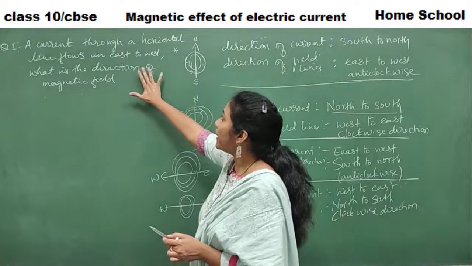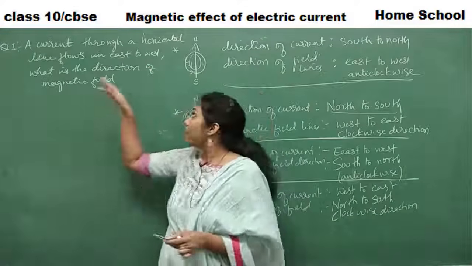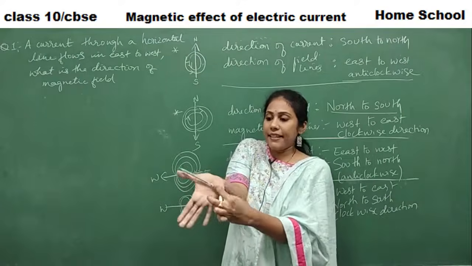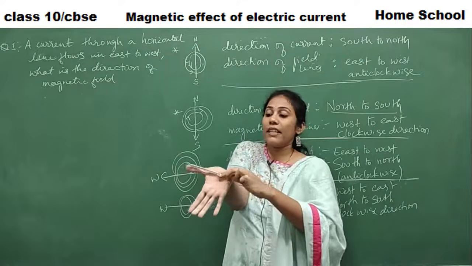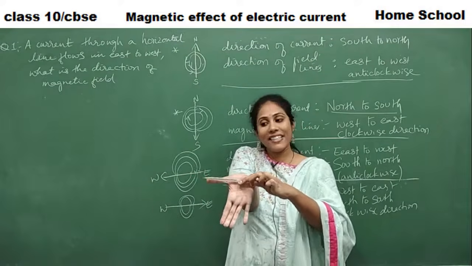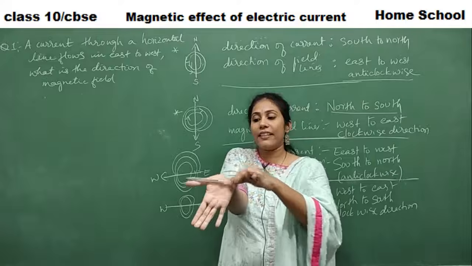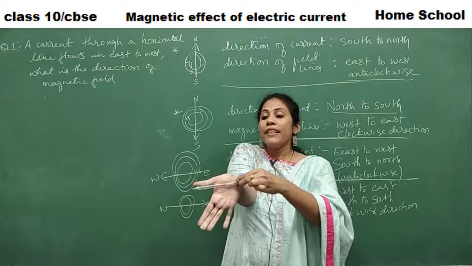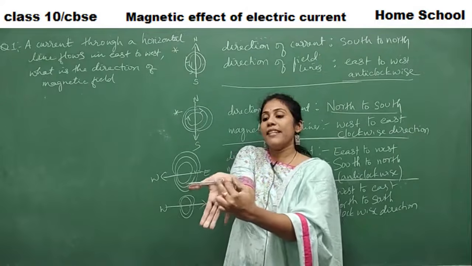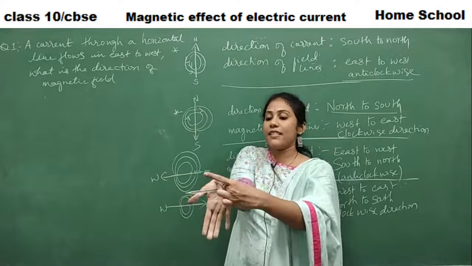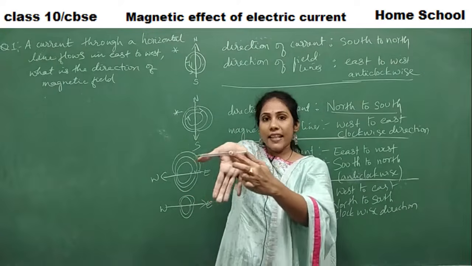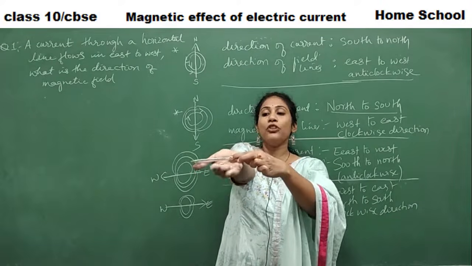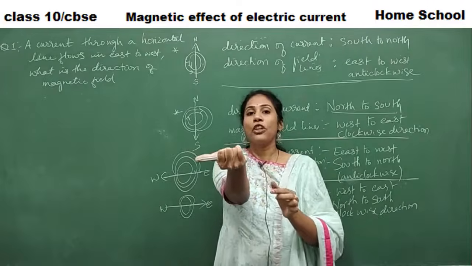Current is flowing in a horizontal way. From which direction? East to west, guys. See here, this is east, this is west. Thumb of a hand indicates the direction of current. This is a conductor. Current is passing in this direction, so the thumb is the direction of current. So it is passing from east to west. This is east, this is west, this is south, this is north. So east to west current is flowing. You see how I am moving my fingers? From south to north, isn't it?